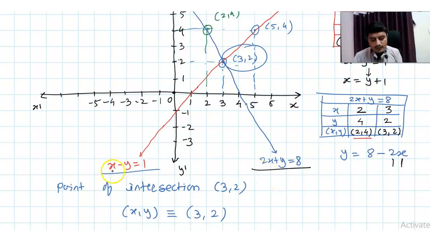You may verify your answer. The x value is 3, the y value is 2, so 3 minus 2 is 1, we have exactly the RHS. Now x is 3, so 3 twos are 6, plus y is 2, so 6 plus 2, definitely we have the RHS as 8, so our answer is correct. The x value is 3, the y value is 2.